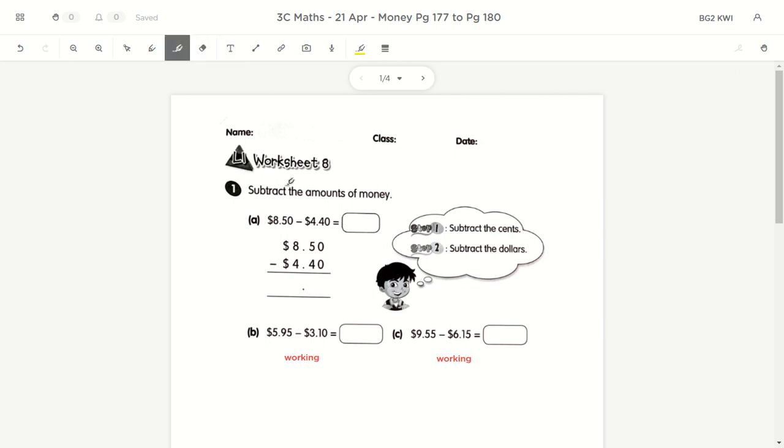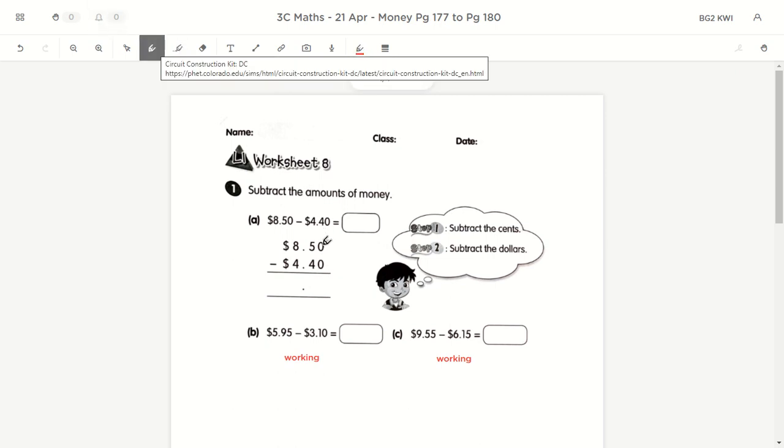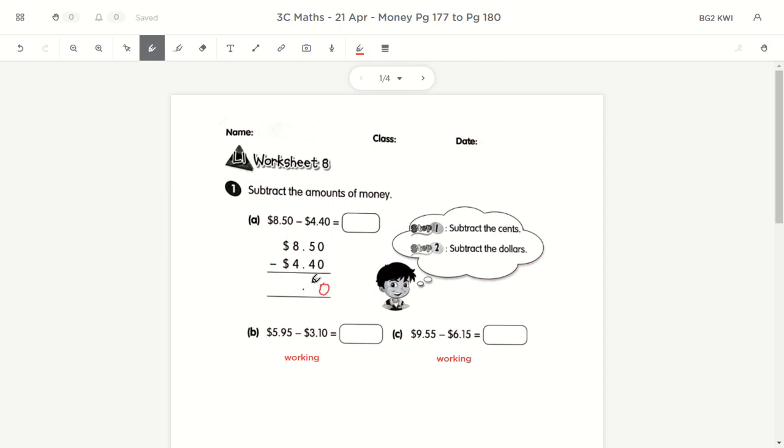Alright, so let's start. I have $8.50 minus $4.40. Very simple. All I need to do is start from the smallest place value. 0 minus 0 is 0. 5 minus 4 is 1. Decimal point just bring down. 8 minus 4 is 4. So it is quite simple. Answer is $4.10.